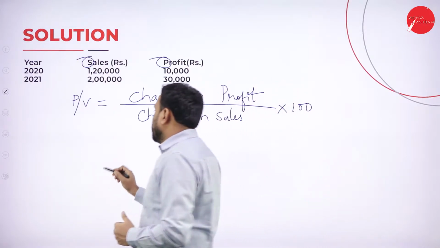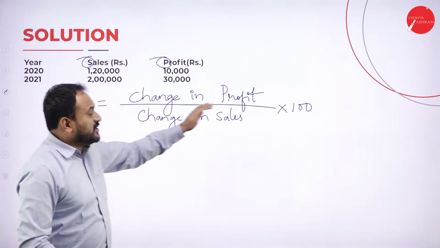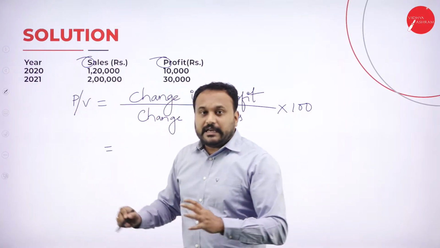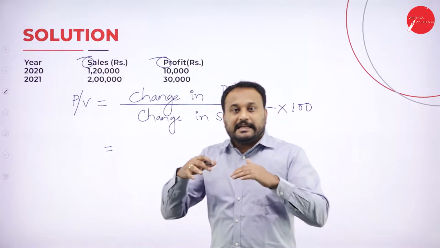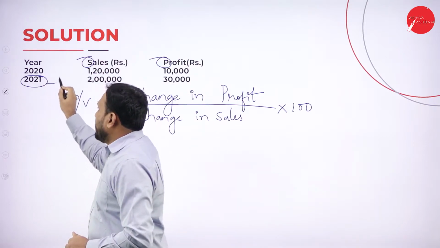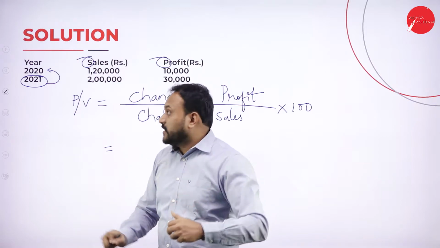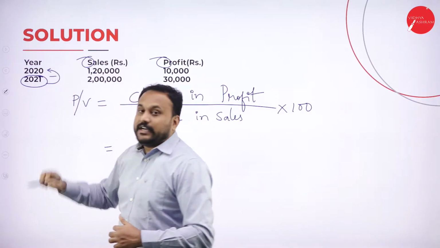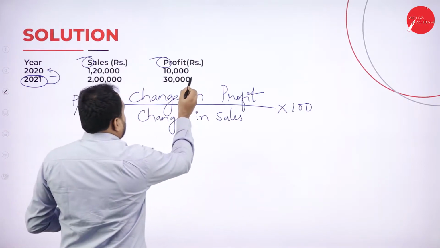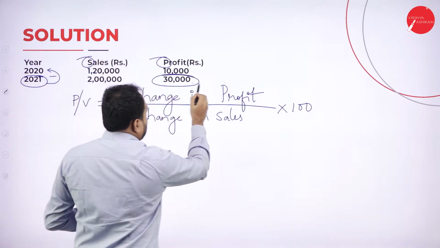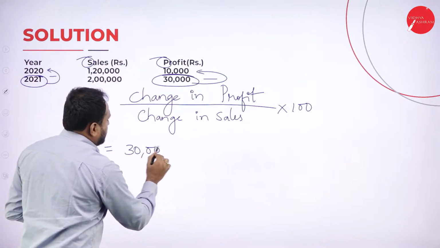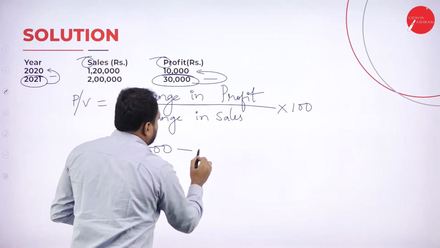So how to compute this? Change in profit. We have 2 years, 2020 and 2021, so we need to identify which is the current year and which is the previous year. 2021 is the current year, so 2020 is the previous year. The change is 2021 minus 2020, for both change in profit and change in sales. Here we have 2021 profit of 30,000, so we write 30,000 as the current year minus the previous year, 10,000.